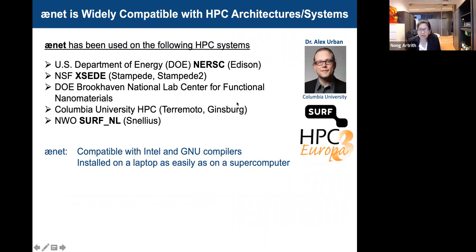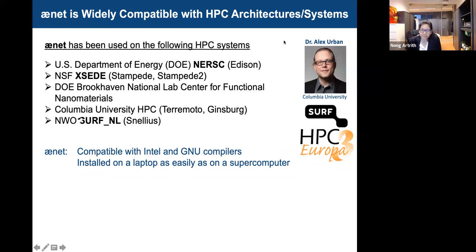Together with the main developer, Professor Urban at Columbia University, we have been trying, testing and running ANET on many different HPC systems in the US, and now we have also just gained access to an allocation on the Dutch SURF Snellius, which is really very high power.